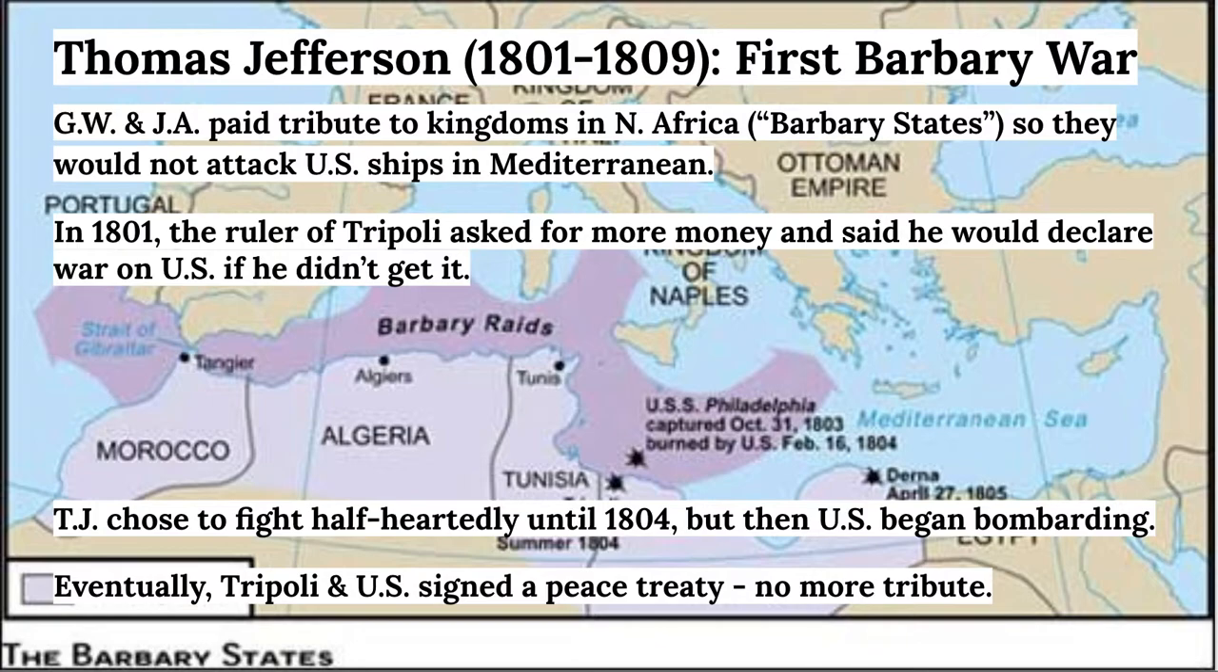about 1804. Then the U.S. really begins bombarding the northern African states with cannon. They're like, we got to wrap this up. We got to take care of this. Eventually, Tripoli and the U.S. sign a peace treaty that there will be no more bribes paid and no more attacking of American ships in the Mediterranean Sea. Relatedly, there's an interesting incident with a U.S. ship called the Philadelphia. You can look that up if you want to know more.